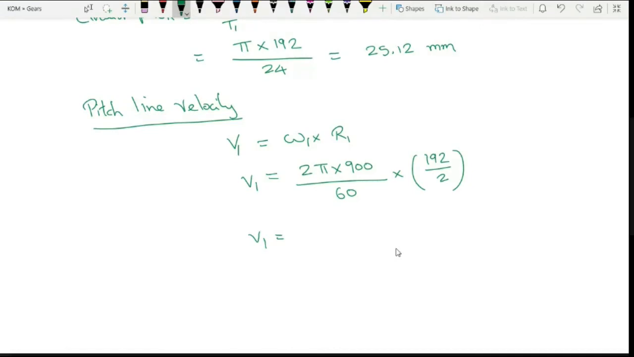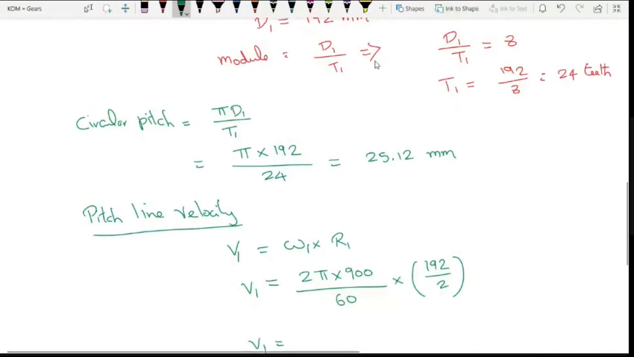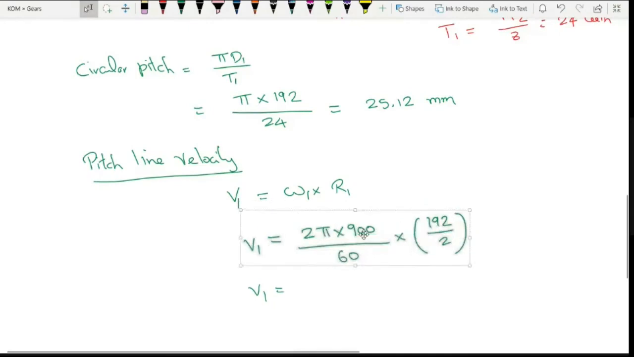Sir, what is the radius? R1 is the input gear diameter divided by 2. So that divided by 2. Sir, is pitch line velocity always for the driving gear? No, you can also identify it for the driven gear. Doesn't matter.